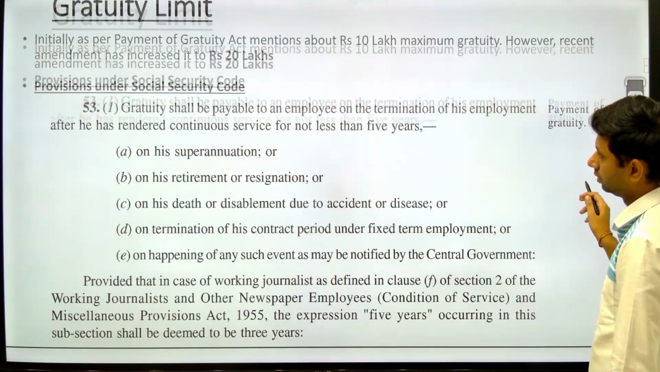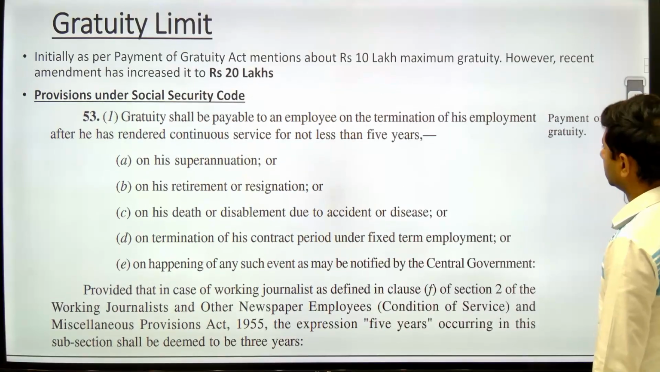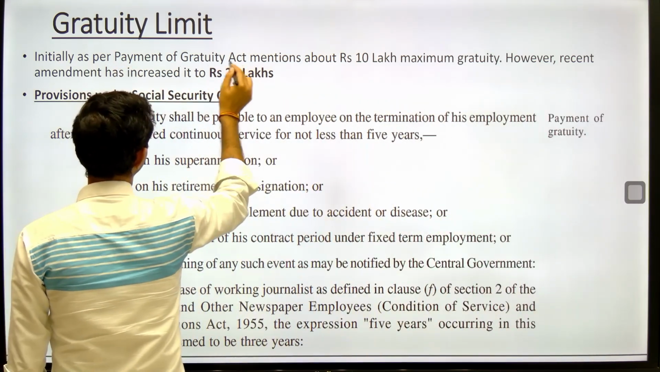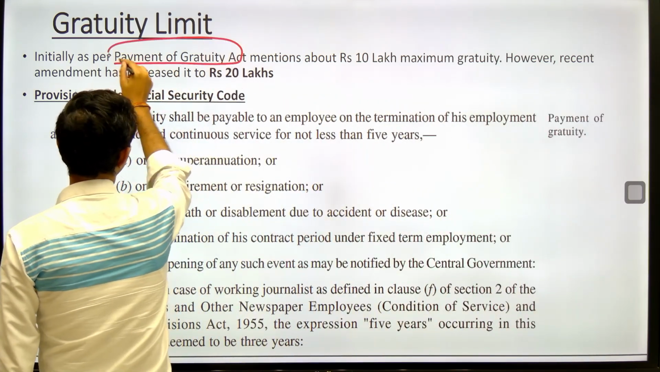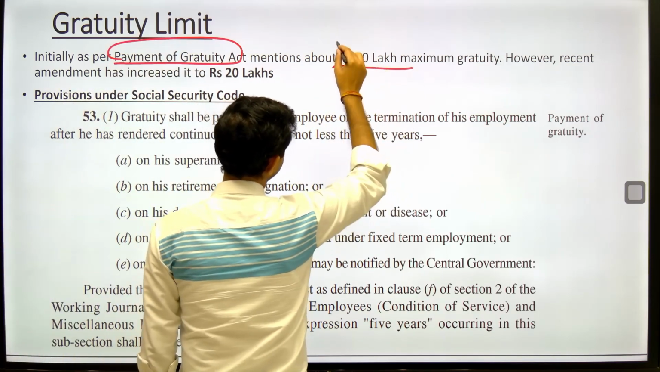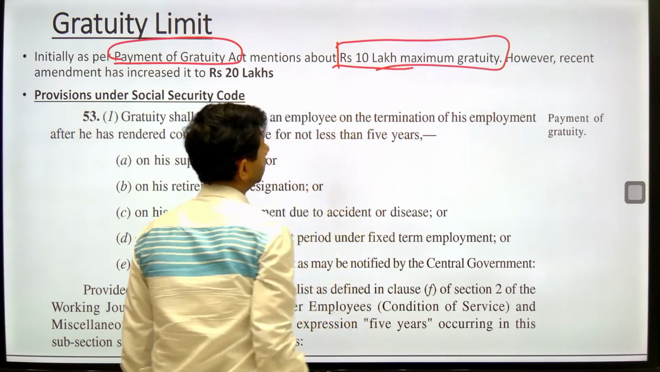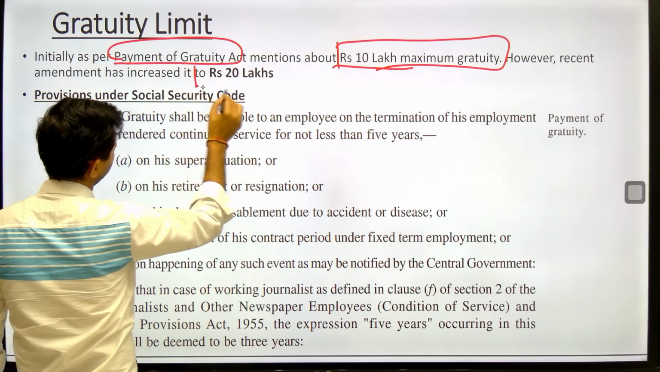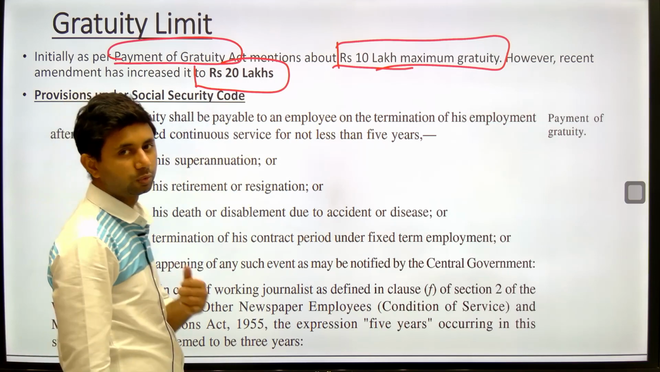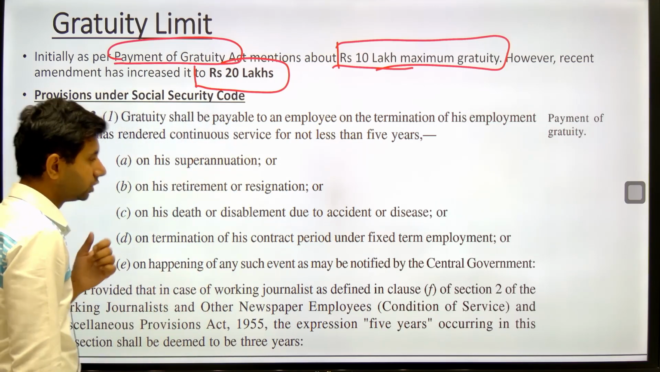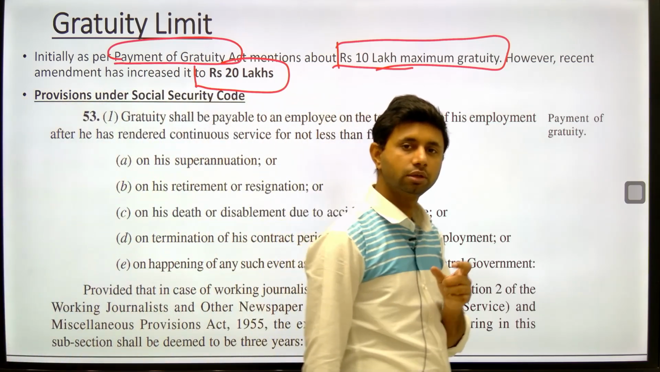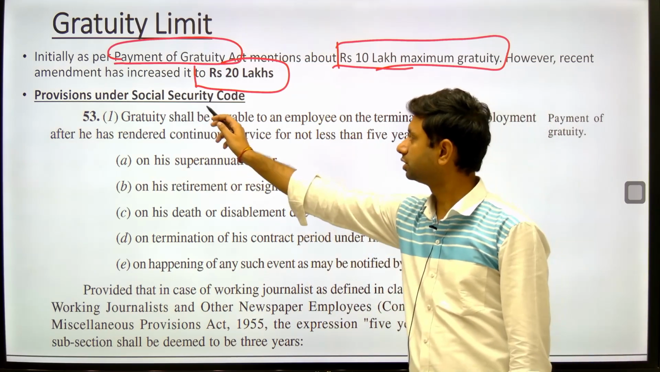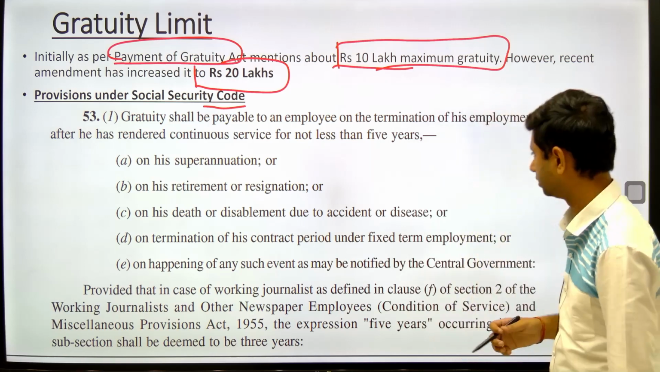Gratuity limit, initially as per the Payment of Gratuity Act, was 10 lakh maximum gratuity. However, recently the amendment has been made and the amount has been increased to 20 lakhs. So this is the maximum gratuity right now. And what are the provisions with respect to gratuity under the Social Security Code? We will see that also.